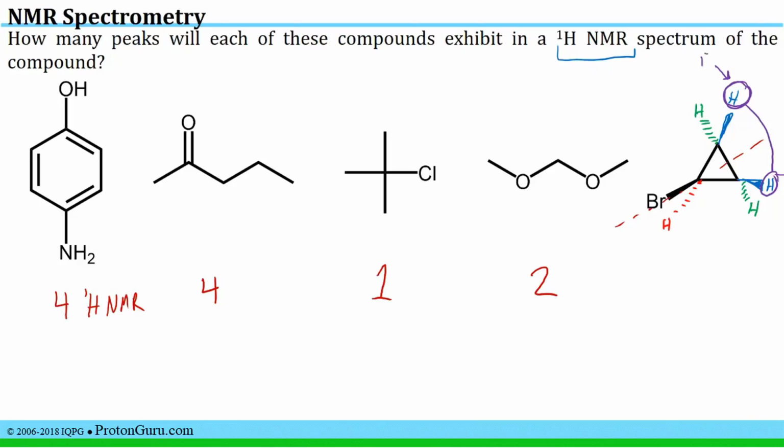So I'll get 1 signal for those H's that are pointed towards us on those 2 carbons, related by symmetry, and a second signal for these hydrogens that are trans to the bromine. And then the H that's on the same carbon as the bromine will give us a third signal. So we will overall get 3 signals in the proton NMR spectrum for that molecule.